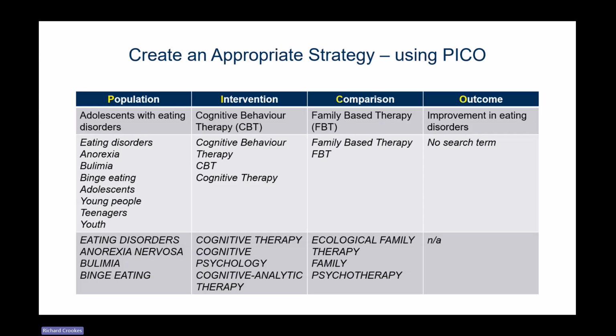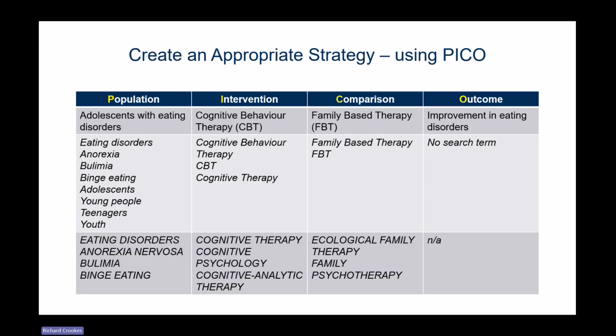The second row has the keywords or synonyms that we could be using. So if we look at adolescents with eating disorders, we're looking at eating disorders specifically or generally, anorexia, bulimia, binge eating, and so on. For the age group, adolescents, young people, teenagers, youth as well could be important. For cognitive behavioral therapy, it could be CBT, it could be cognitive therapy, as I mentioned in the beginning. And likewise, with family-based therapy, it could also be known as FBT, or could be family therapy, for example.